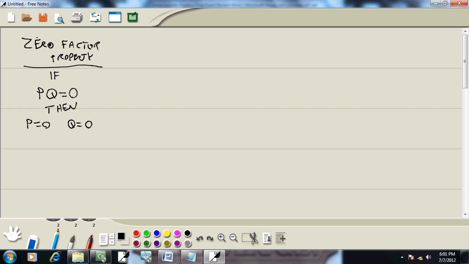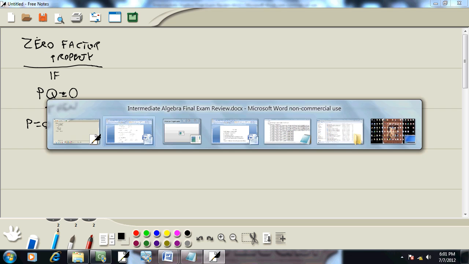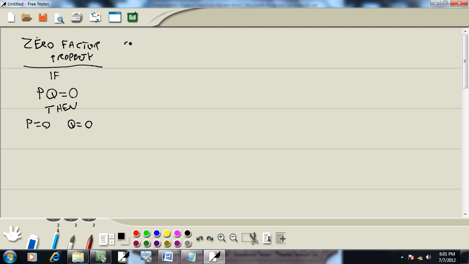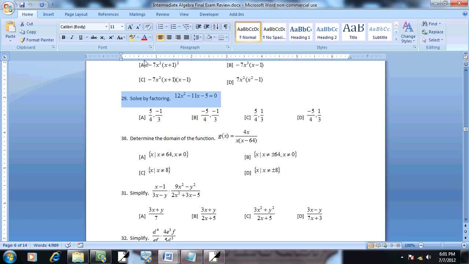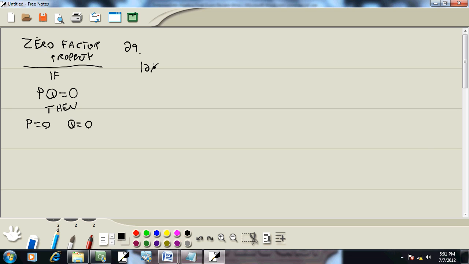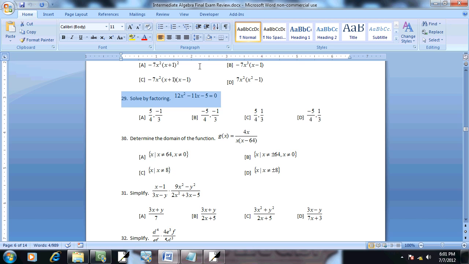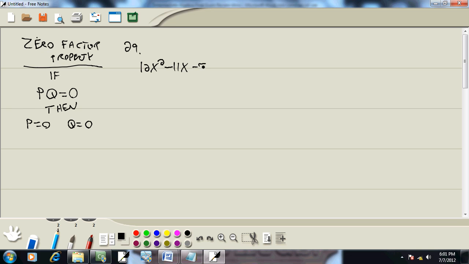Now, I like this name the best because it tells you exactly what to do for algebra. Zero means get 0 on one side. And then factor, it says factor the other side. So let's take a look at that problem. We've got 12x squared minus 11x minus 5 equal to 0.